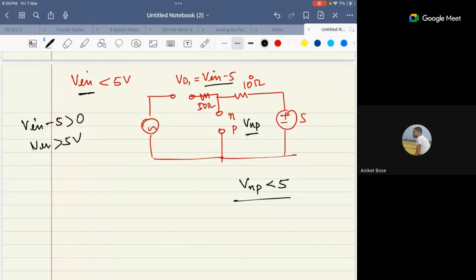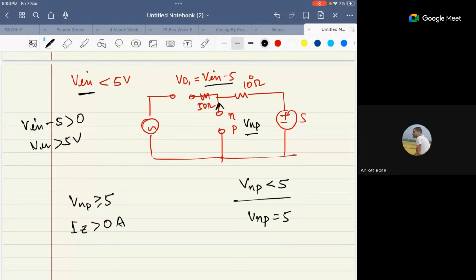Now here it is 5 volt. Correct, VNP is 5 volt. But what did I say? There are two things. For a Zener diode to work in reverse bias with breakdown, the voltage VNP should be greater than or equal to 5 volt, and one more thing, this IG should be greater than 0 ampere. So there should be a current to work as a Zener diode in reverse bias with breakdown.